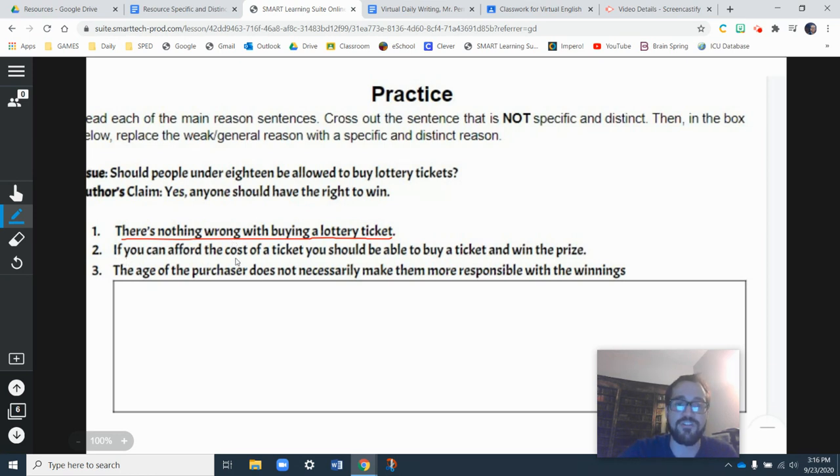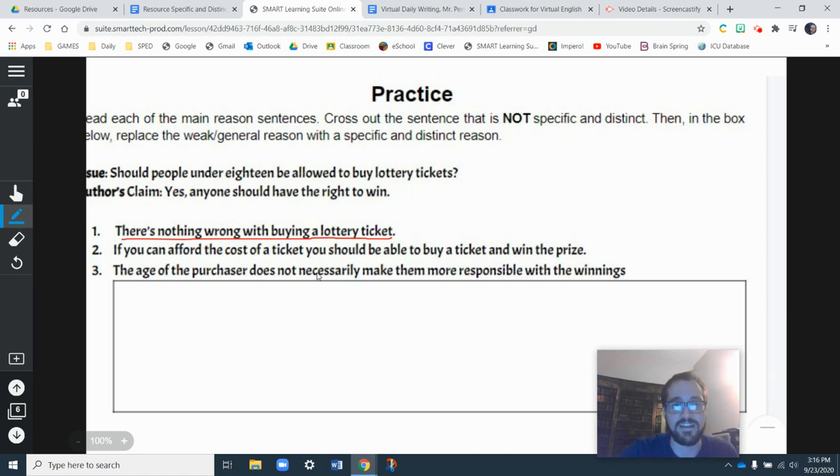Look at number two. If you can afford the cost of a ticket, you should be able to buy it and win the prize. That's very, very clear. It's very specific and it's very detailed. If I can afford to buy the ticket, I should be able to buy it and I should be able to keep the money I win. That's a fair reason. It's a good reason and it's well written.